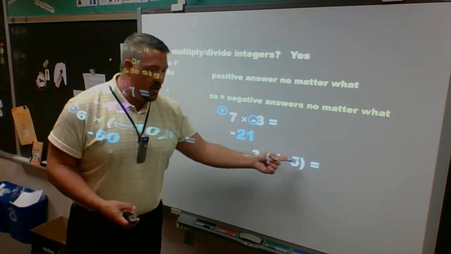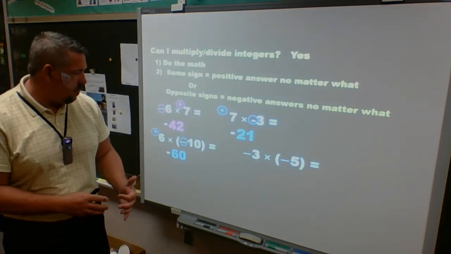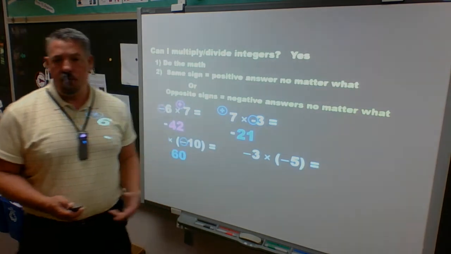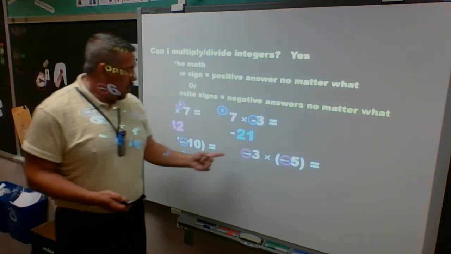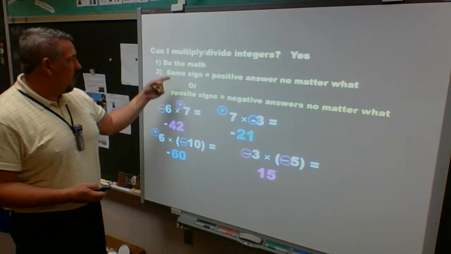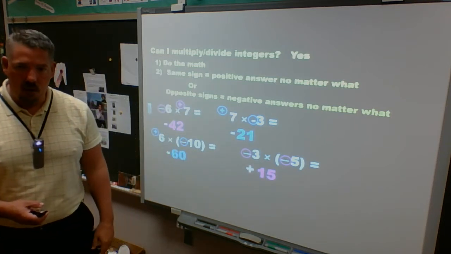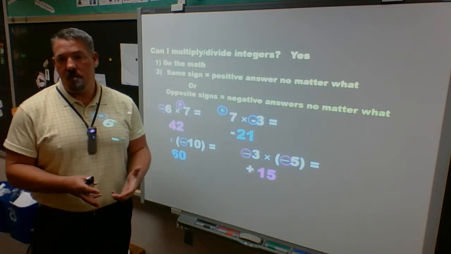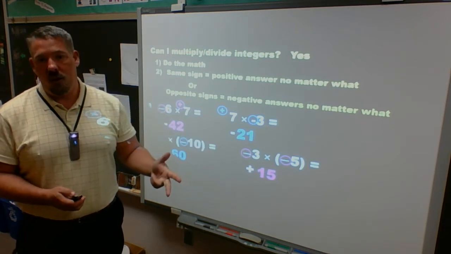Once again, the parentheses are just keeping that negative with the 5, so I recognize it as a negative 5. I do the math because it's multiplication of integers, and 3 times 5 is 15. When I look at it, though, then I have the same sign. And when I go to the idea of the same sign, then I know it's a positive number. So multiplication, do the math, same signs are positive, opposite signs are negative.